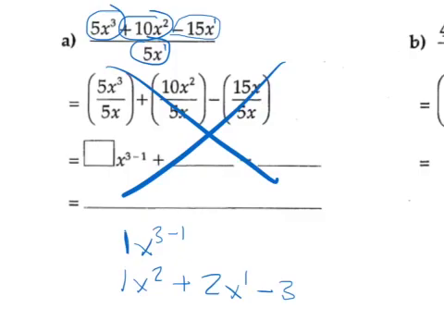It's going to be 1x squared plus 2x to the power 1 minus 3. Or you could just simply write it like x squared plus 2x minus 3. Either way would be correct.